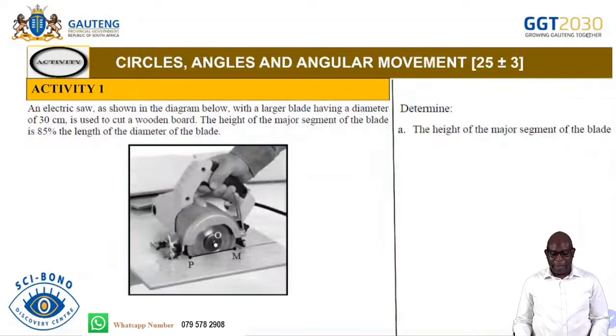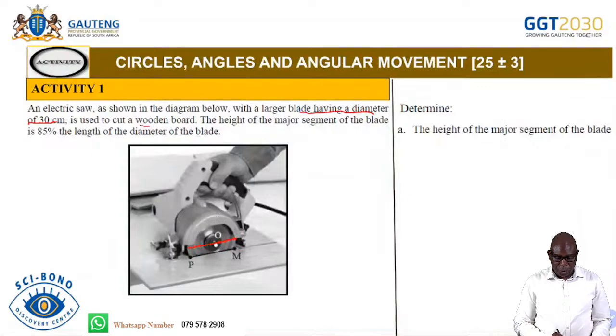Next: arcs, angles, and angular movement. Now here, this diagram is an electric saw with a larger blade. So there's a blade here with a diameter of 30 centimeters. So my diameter will be something like that there. So it will be 30 centimeters.